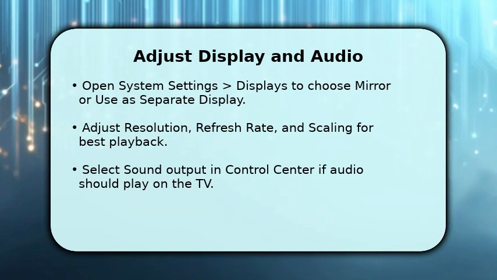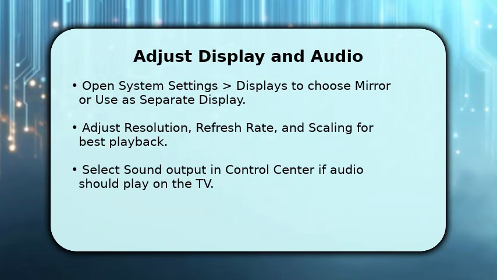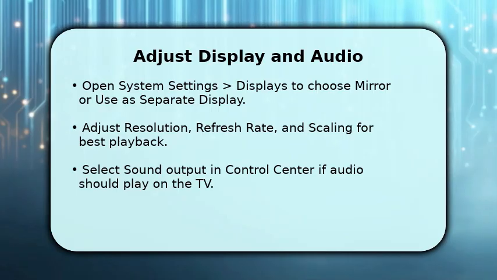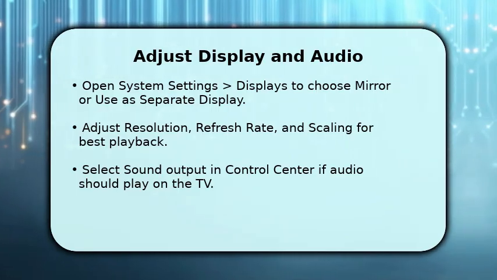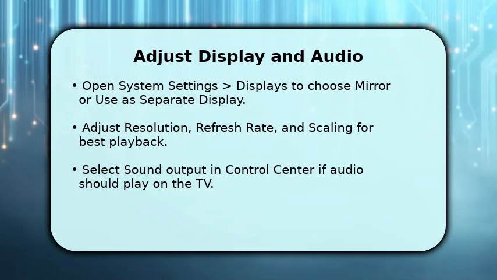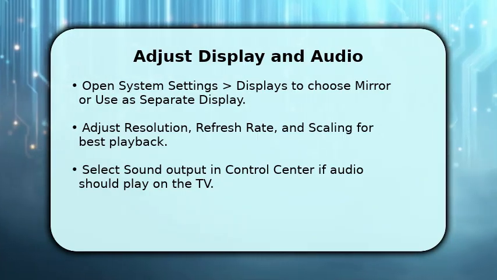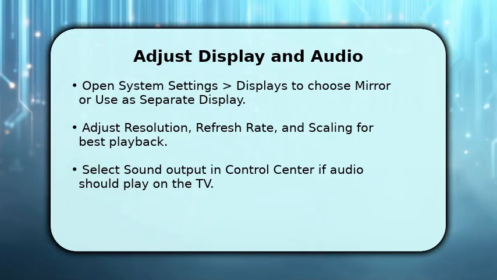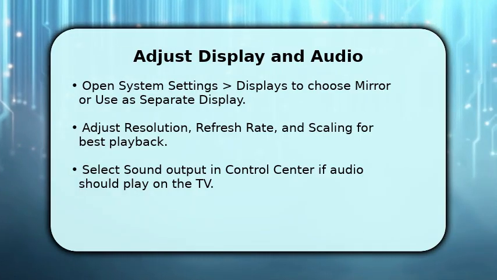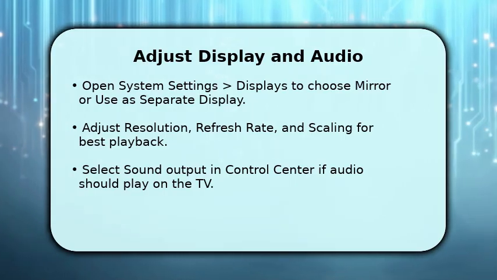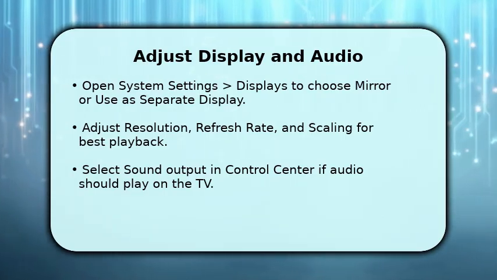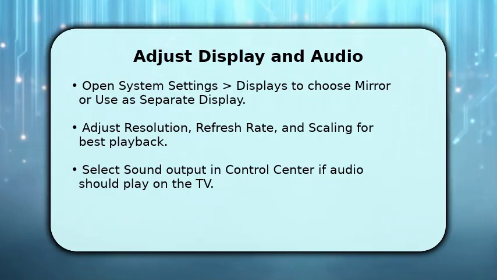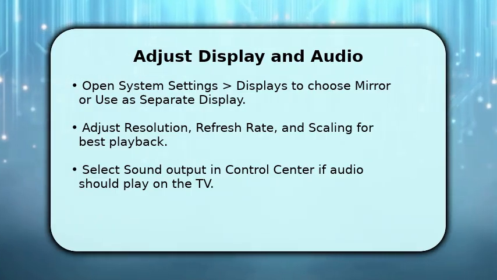Once your Mac is connected, you'll refine the experience. Go to System Settings, then Displays to choose Mirror versus Extended Desktop. Mirror duplicates, Extended gives extra workspace, so pick based on your goal. Make sure to tweak resolution and refresh rate to match the receiver for smooth motion. Scaling fixes blurry text. Also check Sound and Control Center and switch output to the AirPlay device if you want audio on the external screen. These steps optimize picture and sound quality while explaining why each choice matters.